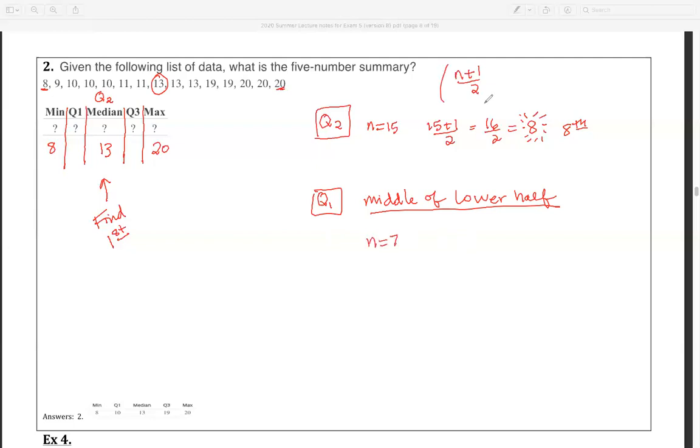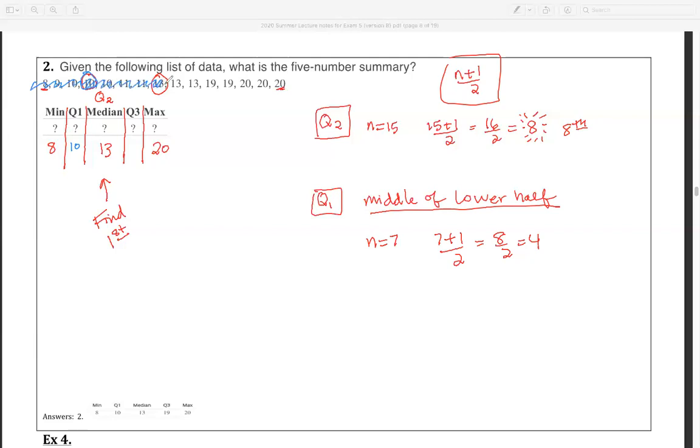So you just throw it into your position formula: add 1, divide by 2. Get 8 divided by 2, which is 4. So the fourth number: first, second, third, fourth. Let's check. There's 3 numbers below it, 3 numbers above it. Good, so it's the middle of the lower half. I'm going to change colors. So that's 10. And then for the middle of the upper half, what you can do is just ignore all of this.